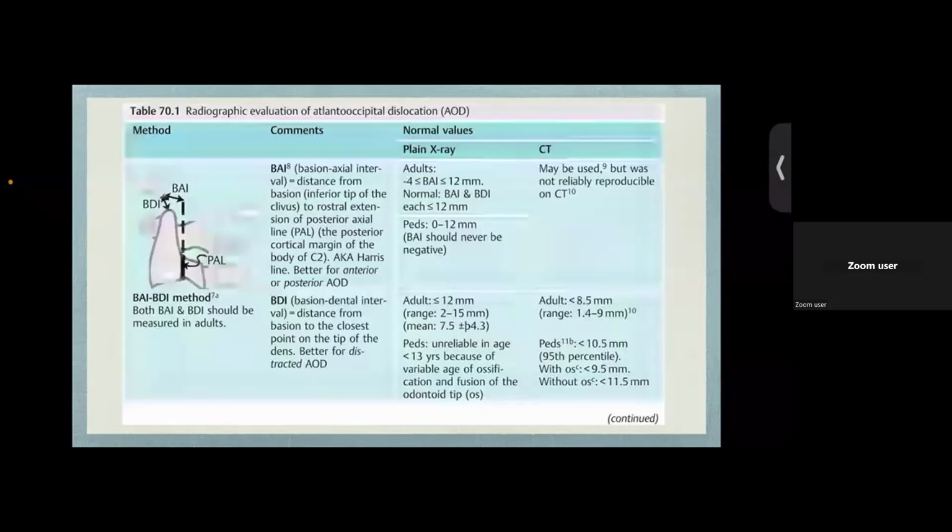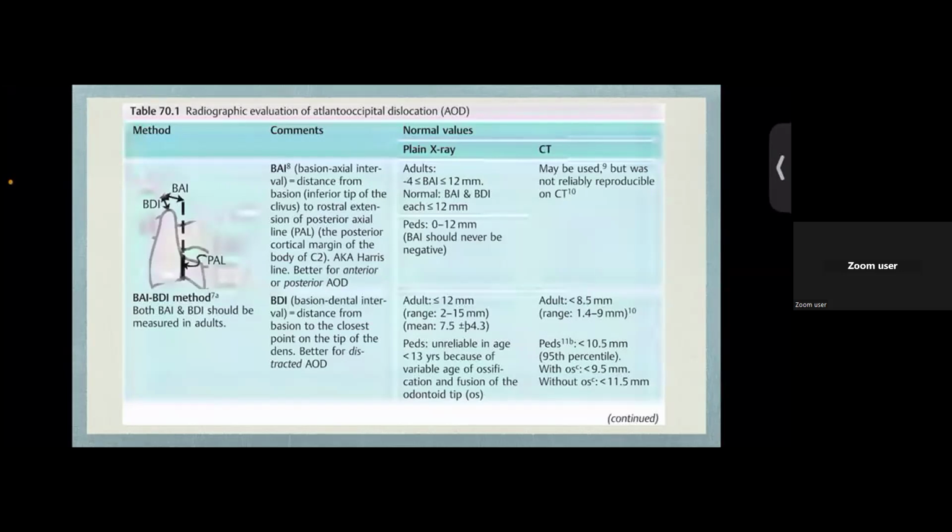Okay, so radiographic evaluation. Here you have the different measurements that you would use to evaluate atlanto-occipital dislocations. You have the BAI, the basion axial interval, the distance from the basion to the rostral extension of the posterior axial line, also known as the Harris line, and the BDI, the basion dental interval, the distance from the basion to the closest point on the tip of the dens. This table breaks down the normal values on the plain X-ray versus the CT.